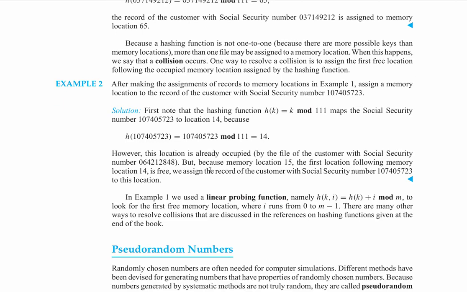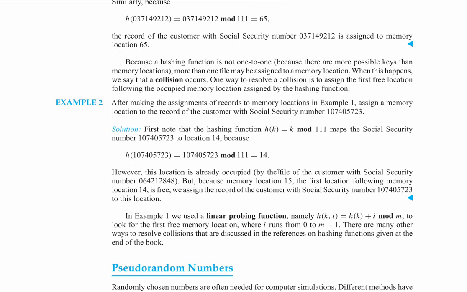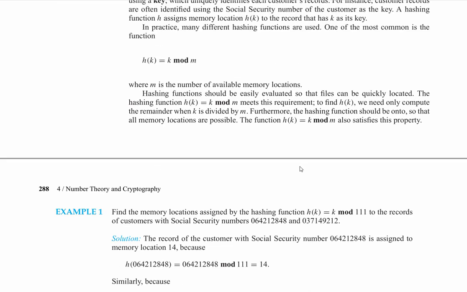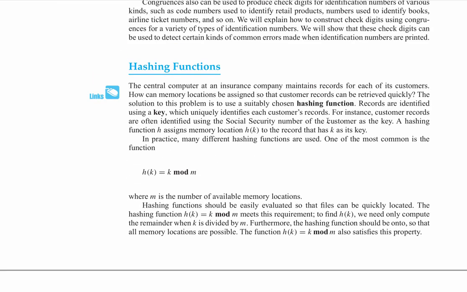So when there's a collision like that, you have to have some extra programming to figure out where to store this. You can't store them in the same place, or maybe you can, but that's a whole other question. The basics of this hashing function is just a simple way to get from big numbers to smaller numbers.